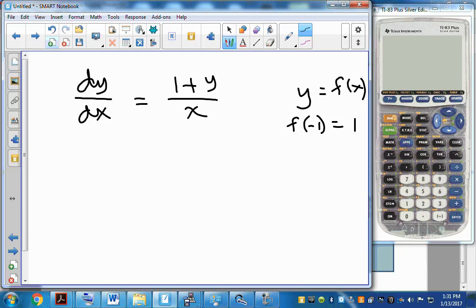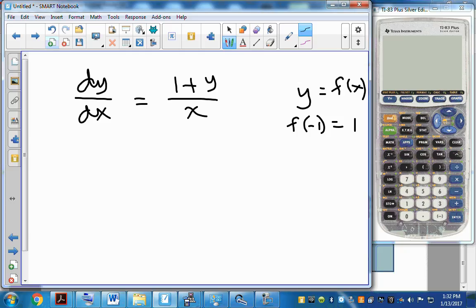First step, you have to separate. You have to get all the x's on one side and all the y's on the other. If you don't do that, they just throw it. Okay, so try to separate. Now, I will tell you, you want the dy's and dx's on the top. You're never going to throw those on the bottom.